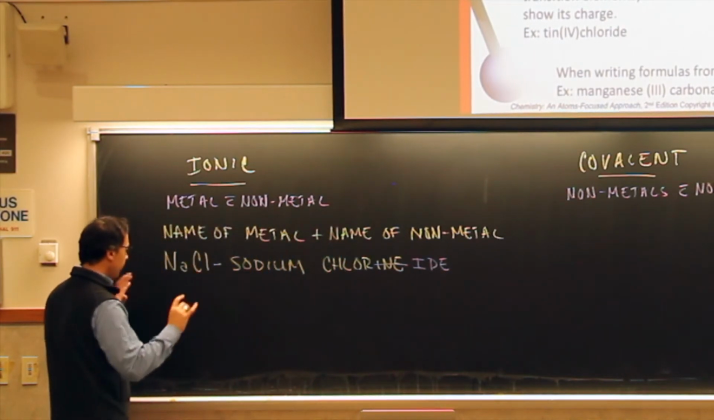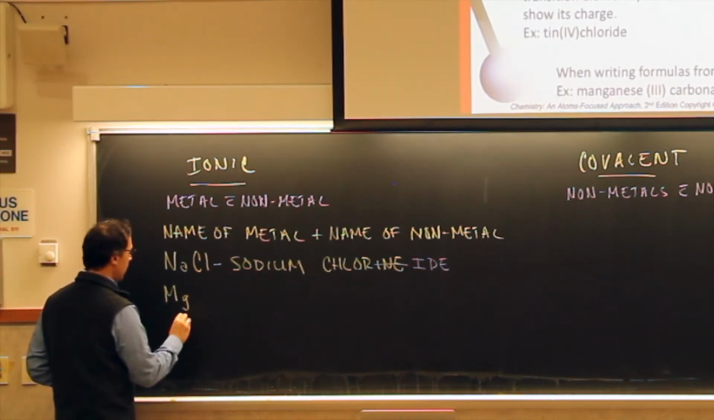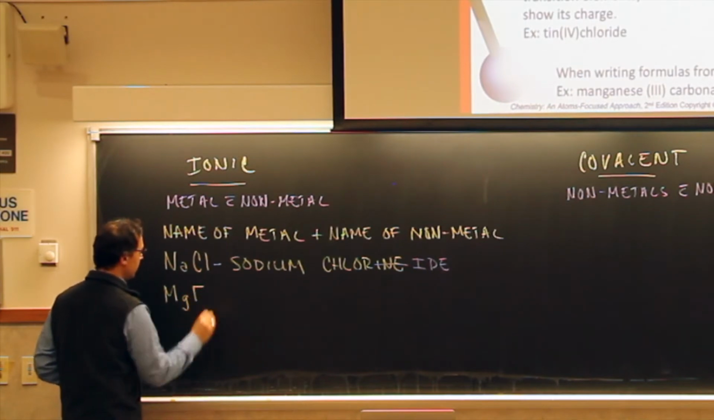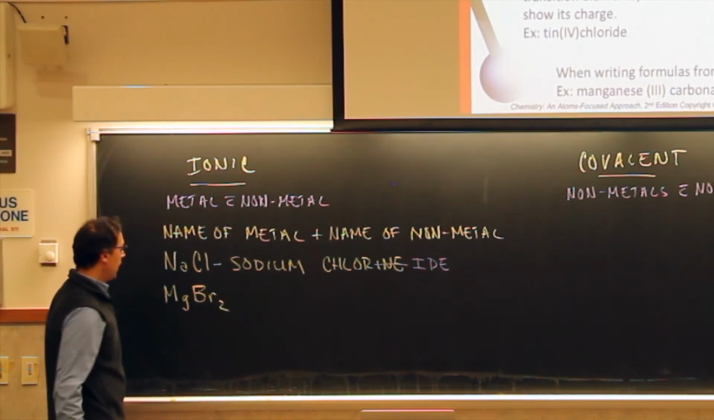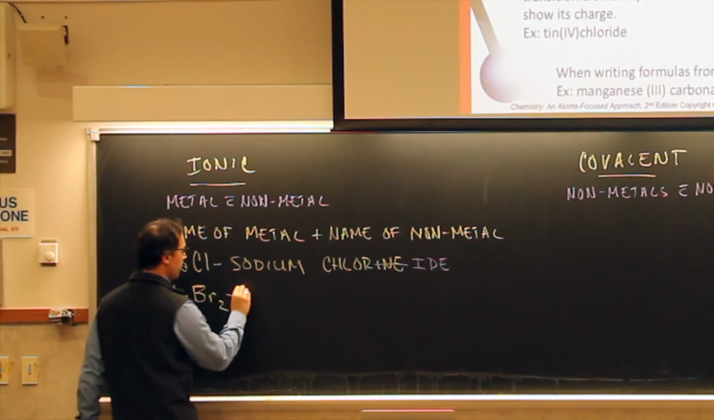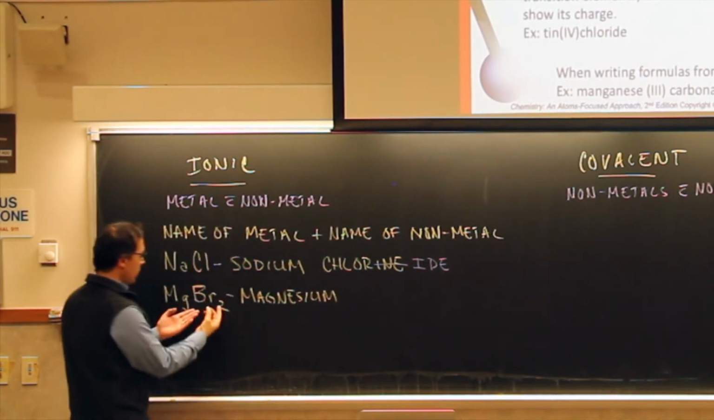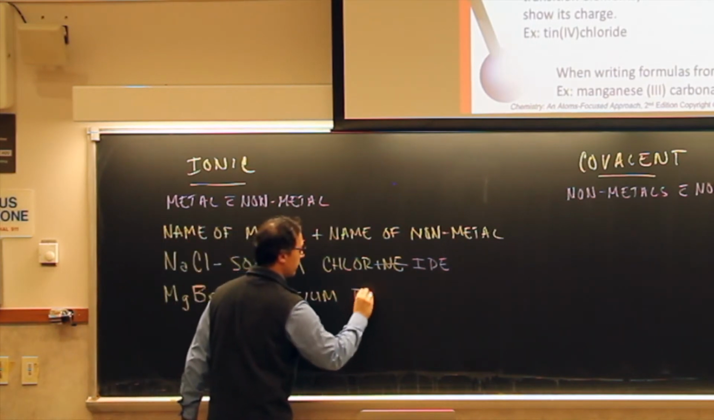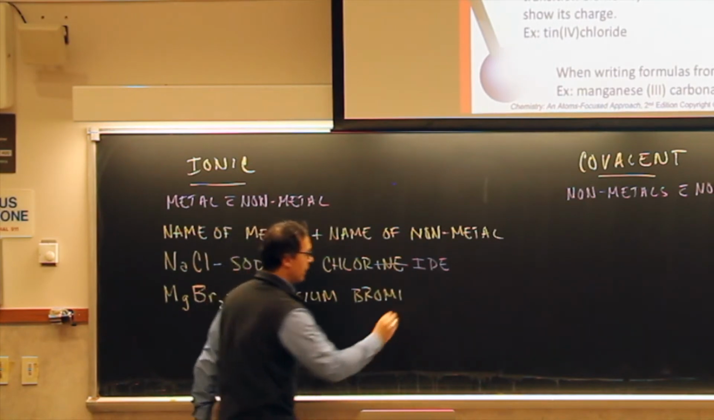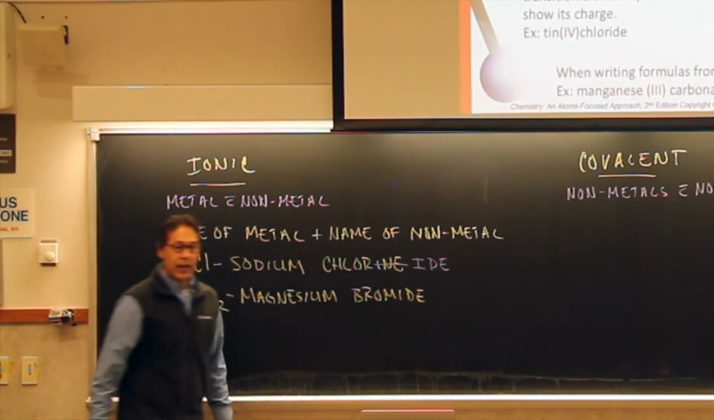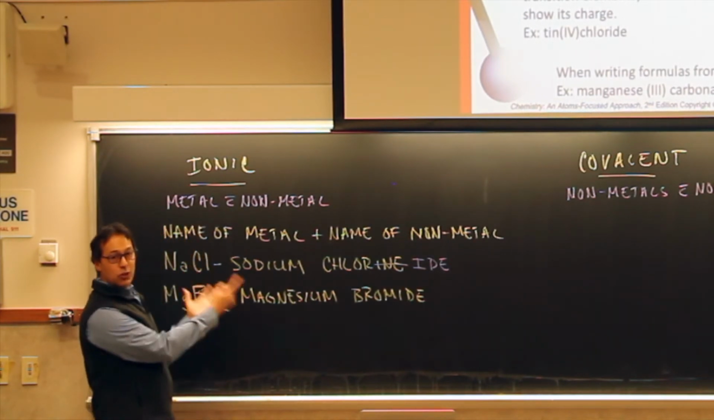And then, so if, for example, I had MgBr2, this becomes magnesium. And then we change the ending here. So this is going to be bromine. And we change it from bromine to bromide. Okay. And that's nice. That's wonderful. I like this rule. I can do this.